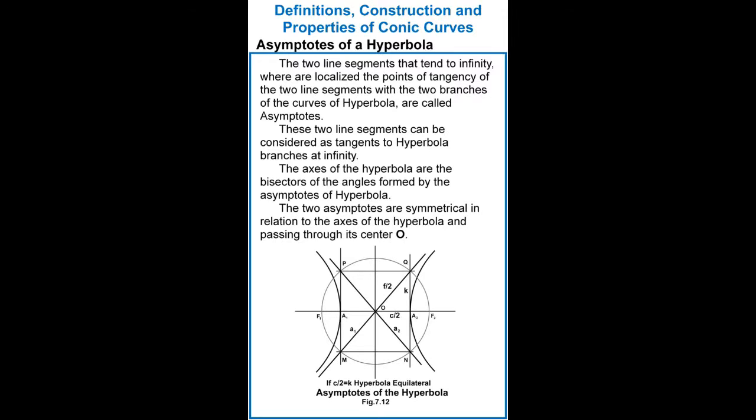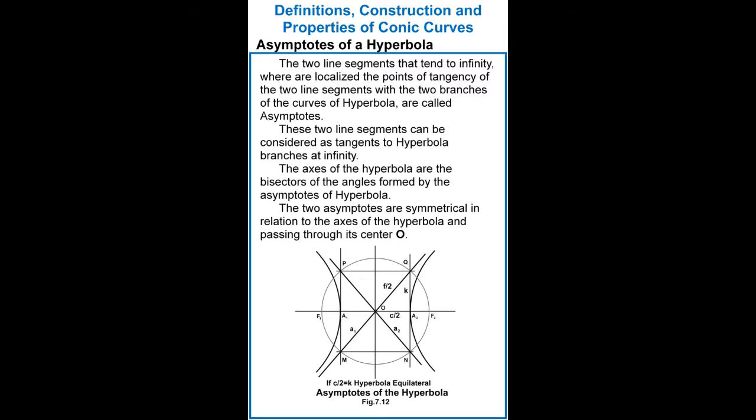This sixth slide shows the properties of the asymptotes of hyperbola. Figure 7.12 shows the two branches of the hyperbola curve and its asymptotes A1 and A2. The two line segments A1 and A2 that tend to infinity are the asymptotes of the hyperbolic curve.